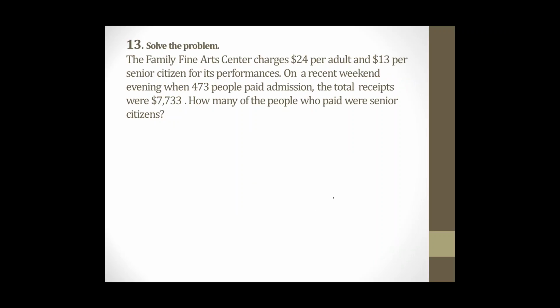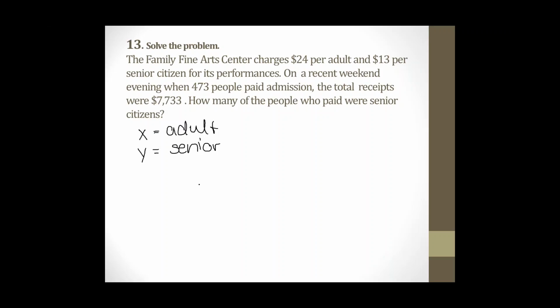So let's try to come up with two equations, and first of all, label our X and Y value. The Family Fine Arts Center charges $24 per adult and $13 per senior citizen for its performances. On a recent weekend evening, when 473 people paid admission, the total received was $7,733. How many of the people who paid were senior citizens? Okay, we have senior citizens and we also have adults. Let me call X the adult, and then Y is going to represent our senior citizen.